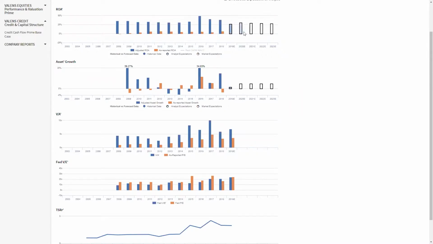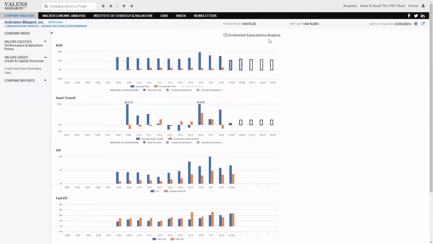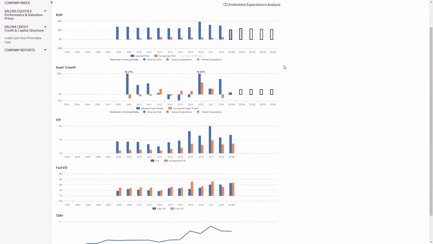Then these light blue bars are what analysts are forecasting right now for ROA and for asset growth based on consensus analyst estimates. Basically, we take all of the sell-side estimates and convert them to uniform accounting. And then these white bars are what the market is pricing in right now at a $43 billion stock price for Activision Blizzard. The market is pricing in ROAs flat relative to where they're forecast to be the next 2 years.